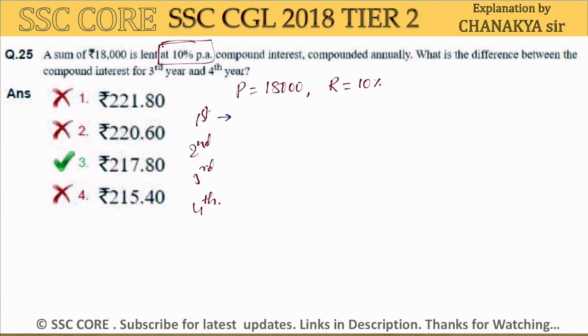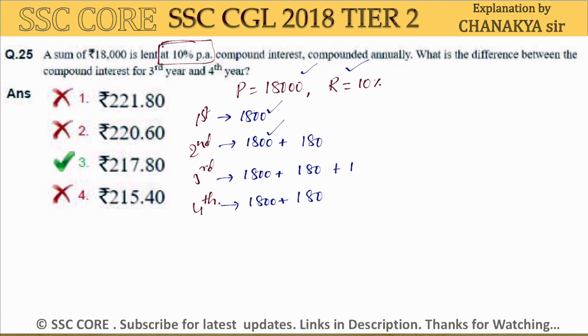For first year, interest is 1800 on 18,000, 10% is 1800. Second year, 1800 plus some value. Third year, 1800 plus some value. Fourth year, 1800 plus some value. On 1800, 180 rupees for next years. On 1800, 180 rupees for next year, 180 rupees for next year.